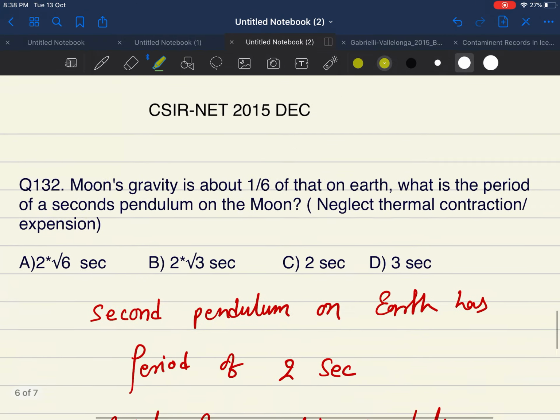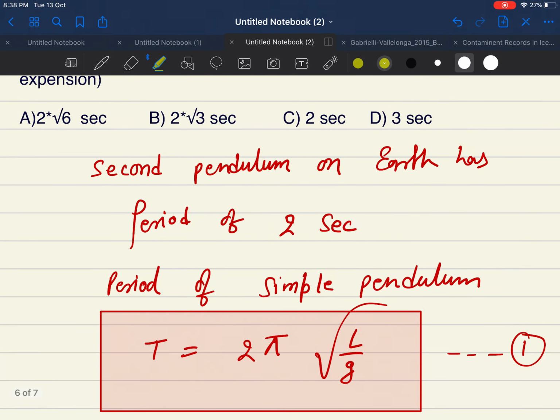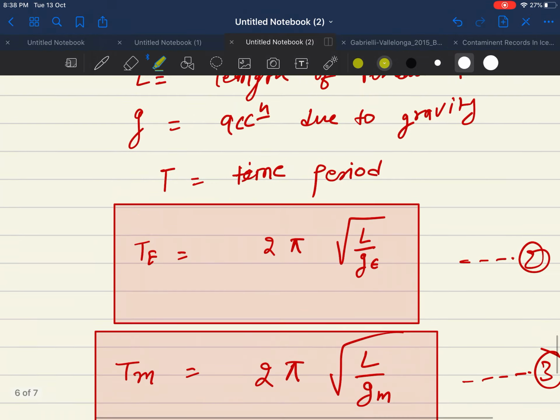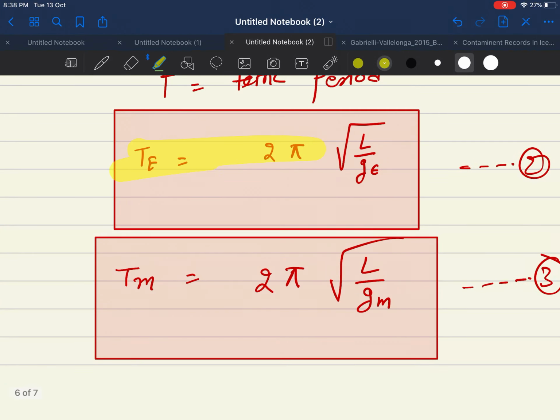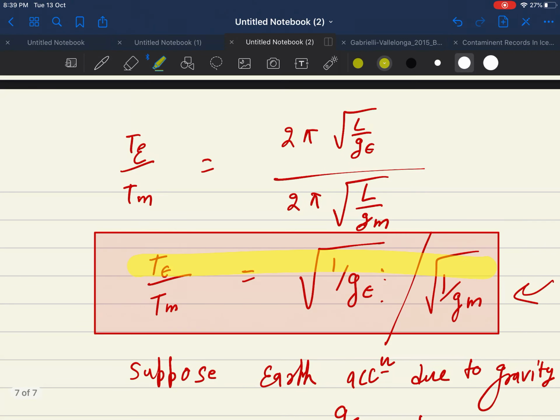Let's revise again. Here the moon's gravity is about 1 by 6th of that of the earth. What is the period of a second pendulum on the moon? So we have to find the second pendulum on the moon. The second pendulum on the earth has a period of 2 seconds. This is the formula, a very important formula, just go through it. For earth we are putting TE and gE over here. This is for the moon. Now just dividing both the equations, the final values become something like this.